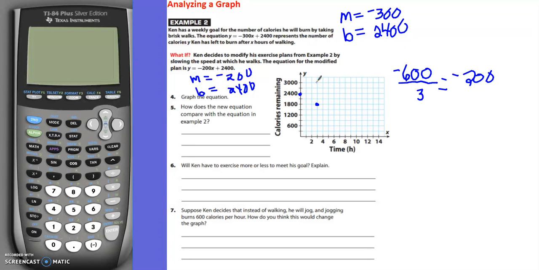Okay, and then if I did that again, if I went down 600 to the right 3, and again down 600 and to the right 3, and again down 600 and to the right 3, it would look like this. Okay, so then I would plot, connect my dots.